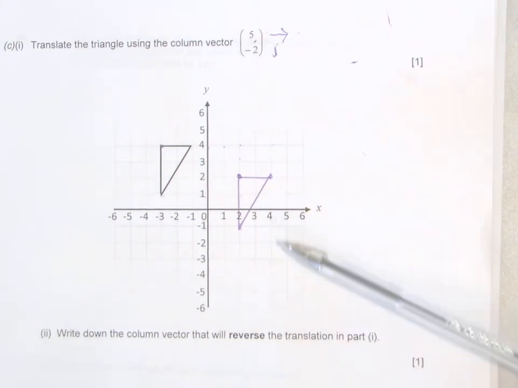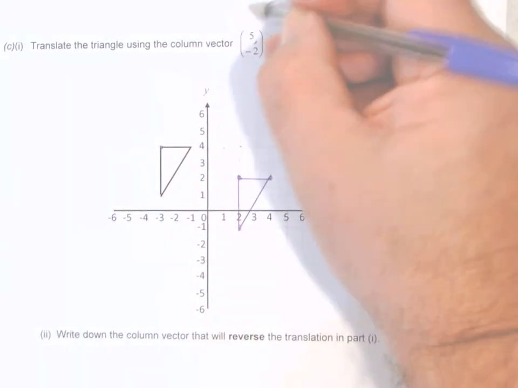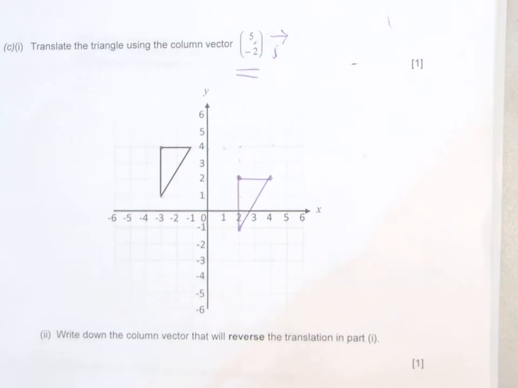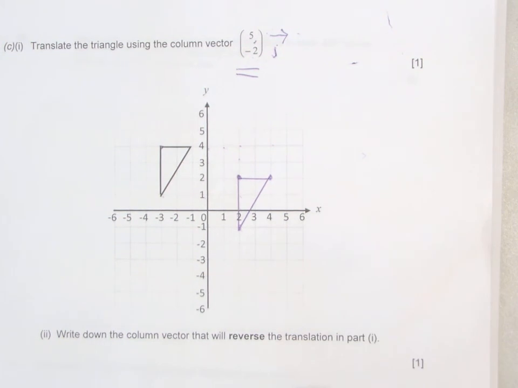And then the second part says write down the column vector, so that's a column vector there at the top. So I can have a column vector, and I need to put a number on the top and a number underneath it. Okay, and it wants to reverse the translation. So I want to go back to start.